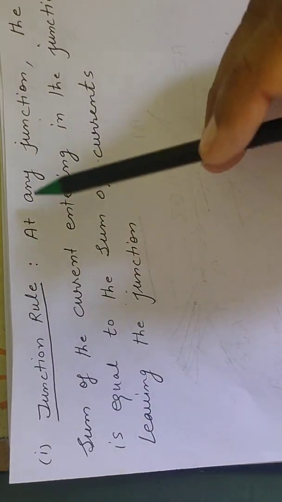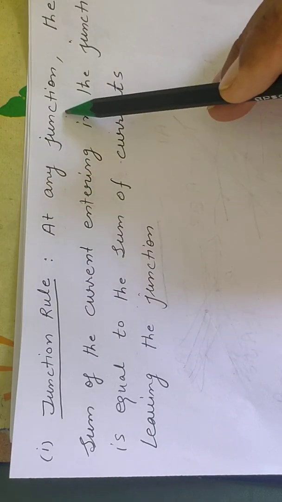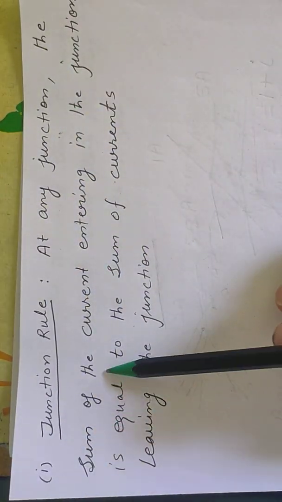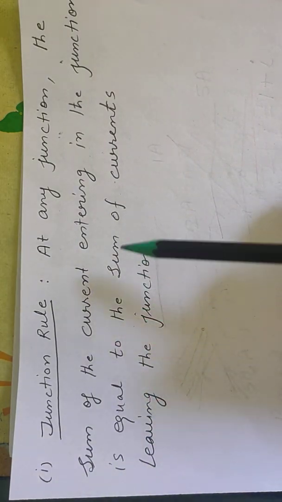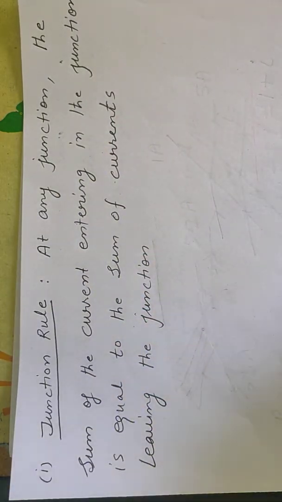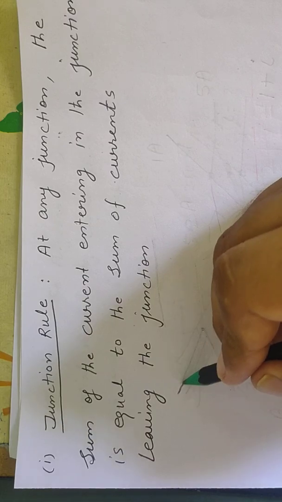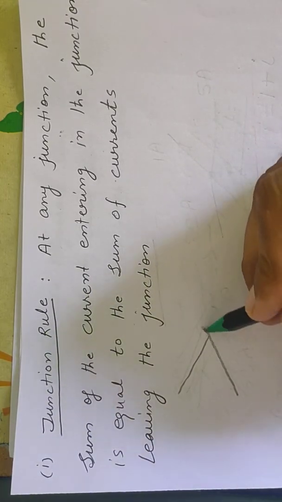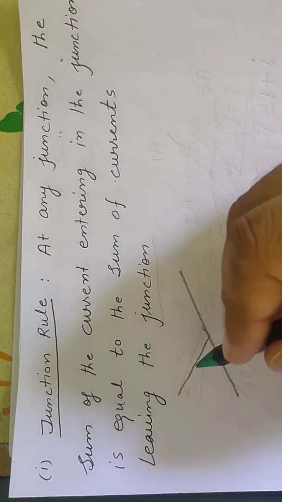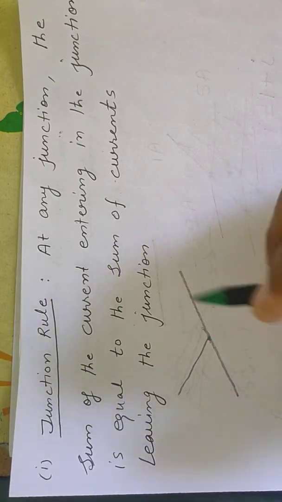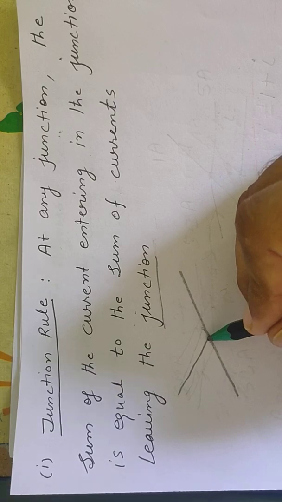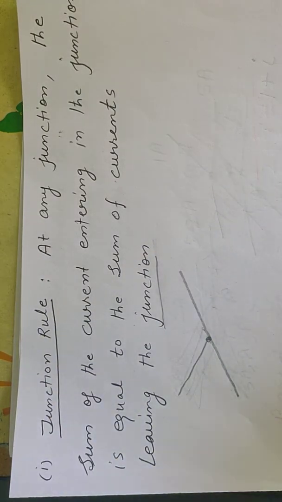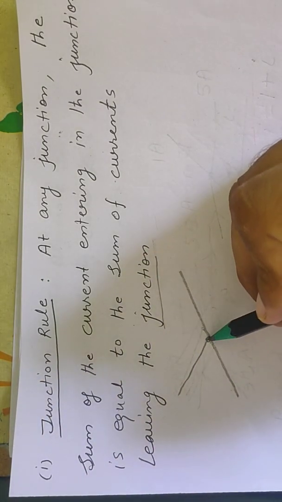Now the junction rule is: at any junction, the sum of current entering the junction is equal to the sum of current leaving the junction. Now let us consider this network. First of all, I tell you what is the meaning of a junction. A junction is a point where 3 or more than 3 conductors meet.